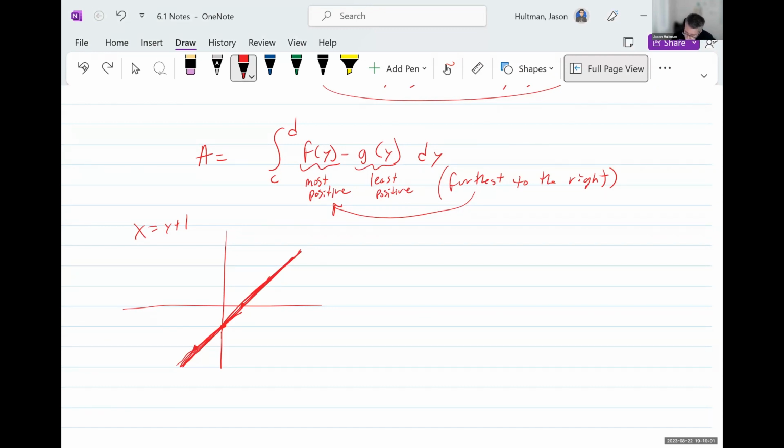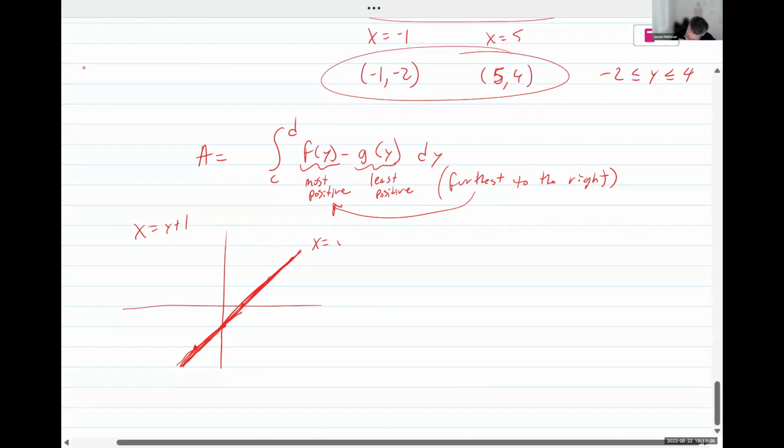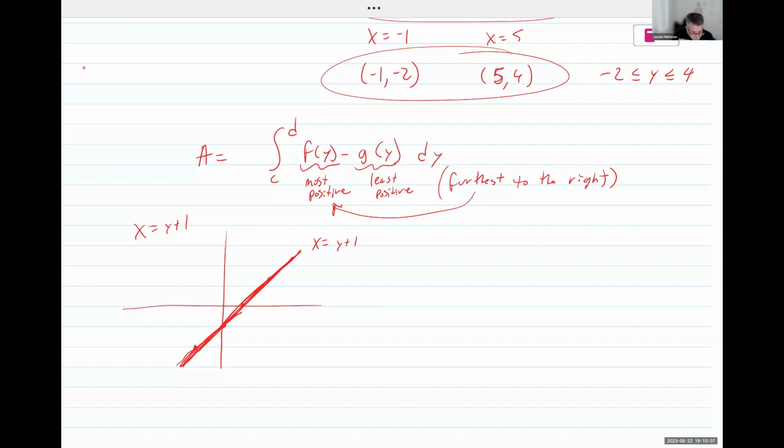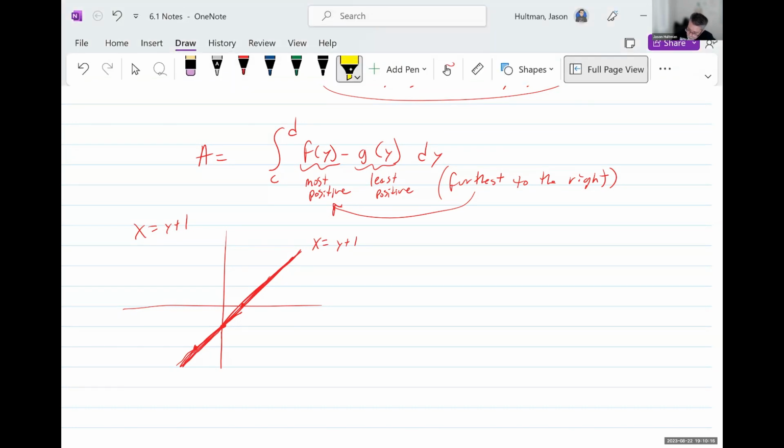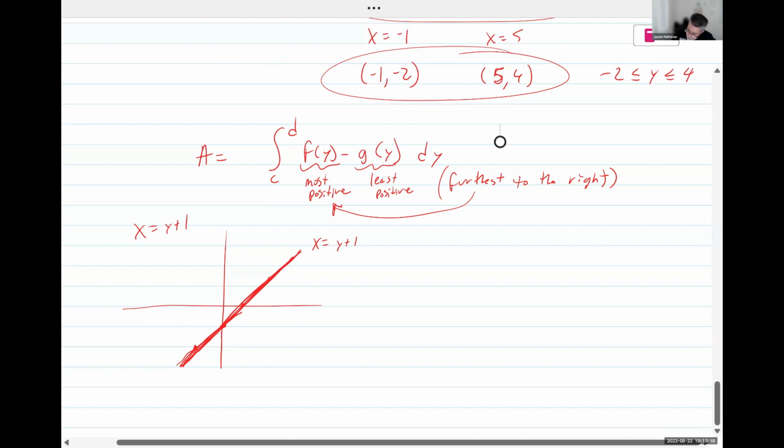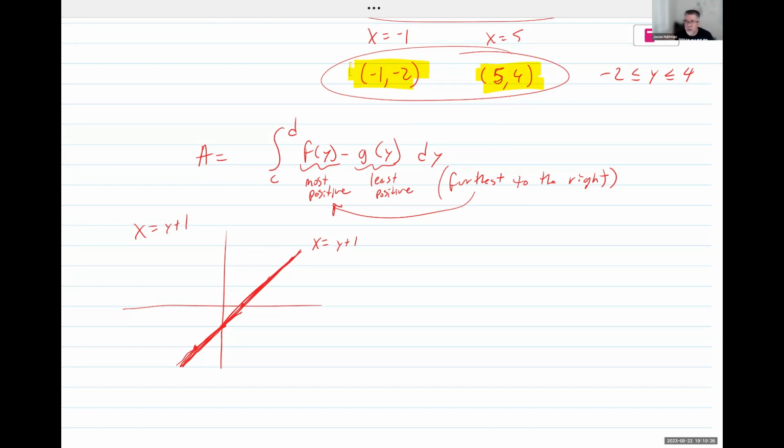Okay, so we have that guy, which is x equals y plus 1. We know that this goes through point -1, -2. These points here. This point here and this point here. It goes through those 2 points. Both of these graphs have to go through these 2 points.